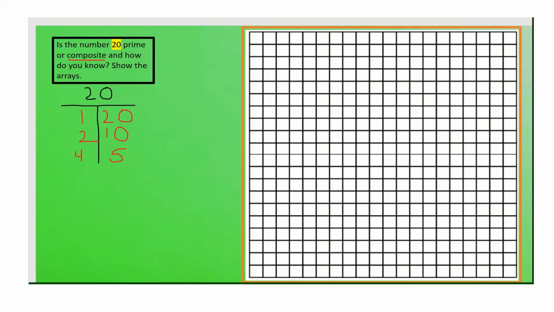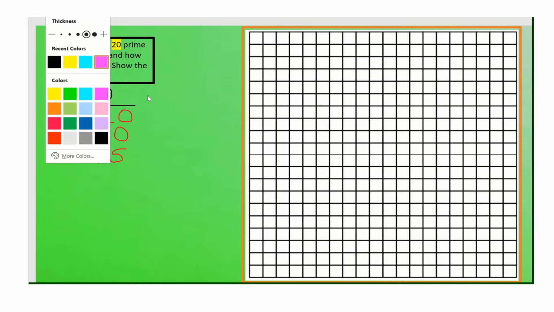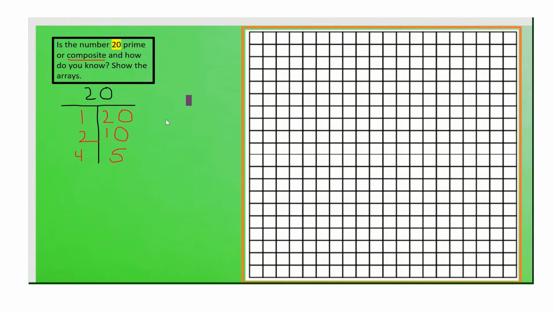So what we're going to do is start off with showing the array for 1 times 20. So what that means is your array is 1 by 20. So if we color in 20 boxes here, this shows 1 by 20, which is basically the area model as well, because length times width is area. So 1 times 20 gives us an area of 20. So there's one of my arrays, the 1 by 20 array.